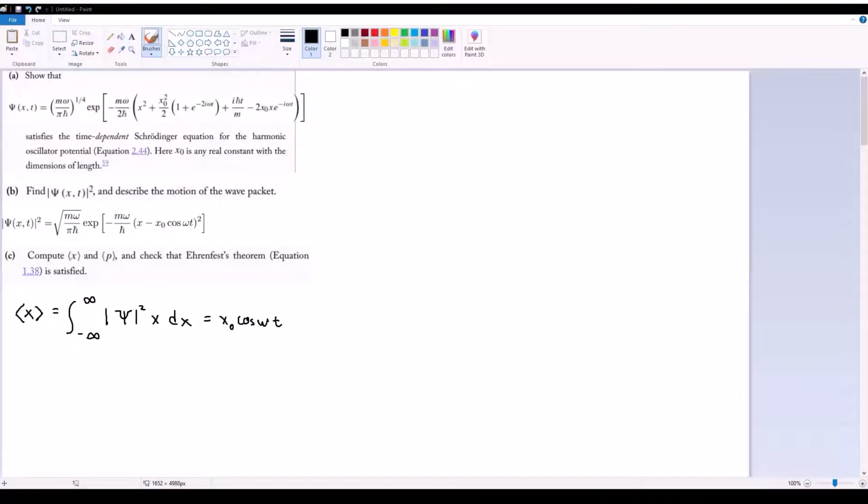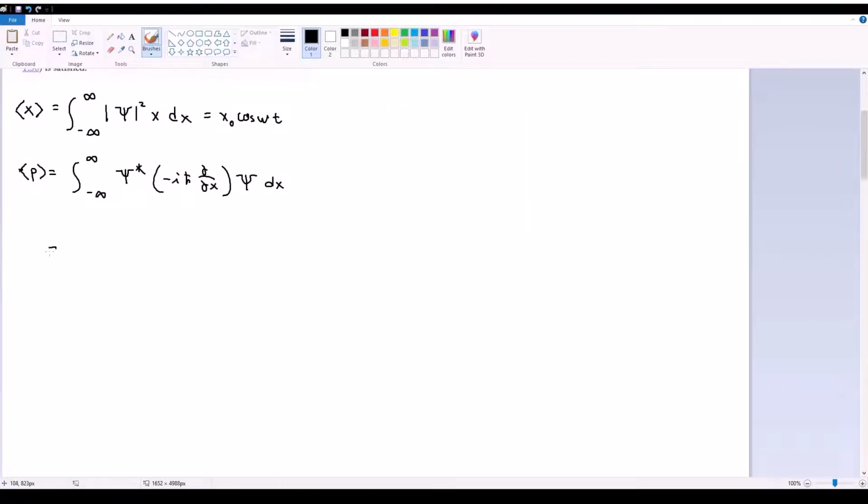Okay, the significantly harder one of the two, the expectation value of p, is going to equal the integral from negative infinity to positive infinity of psi star multiplied by the p hat operator, negative i h bar d by dx, multiplied by psi, closed with dx. So this is actually equal to negative i h bar, integral from negative infinity to positive infinity of psi star times d psi by dx.